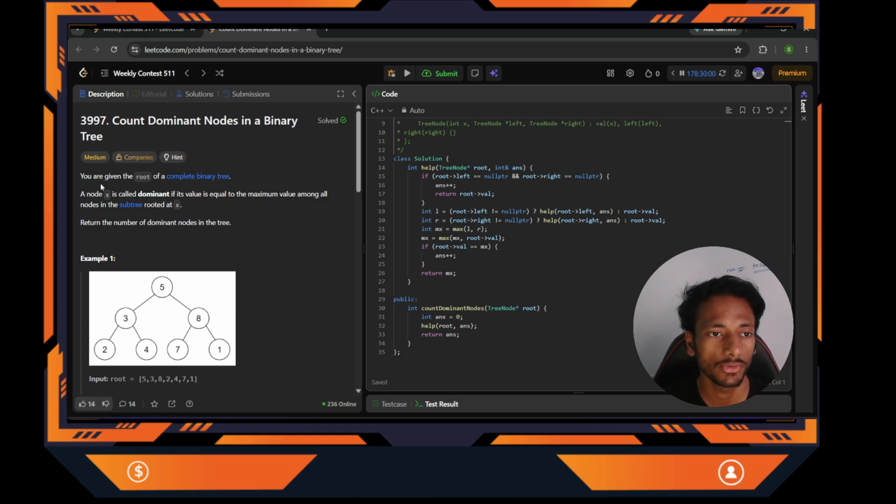The problem statement is that you are given the root of a complete binary tree. A node x is called dominant if its value is equal to the maximum value among all the nodes in the subtree rooted at x. Return the number of dominant nodes in the tree.